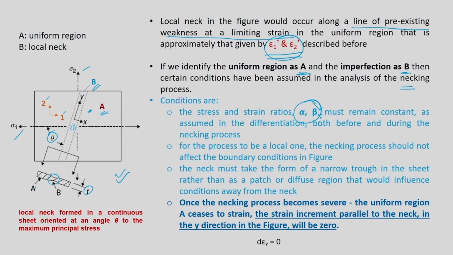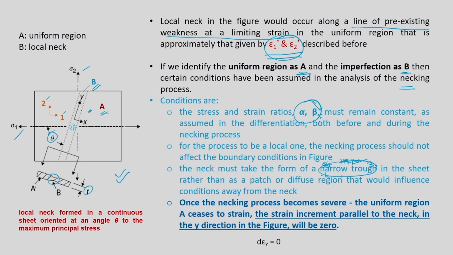And the neck must take a form of narrow trough. That is why it is called localized one, narrow trough in the sheet rather than a patch or diffuse region that would influence the conditions away from the neck. So it is so localized that it should not affect anything happening outside that region, which means that it is going to be a narrow trough.